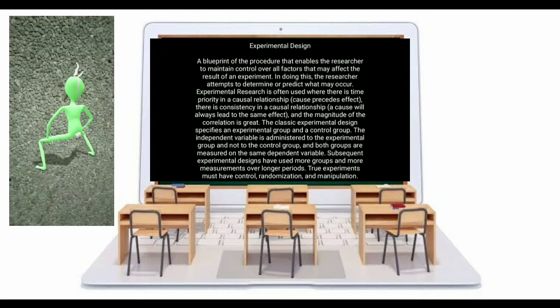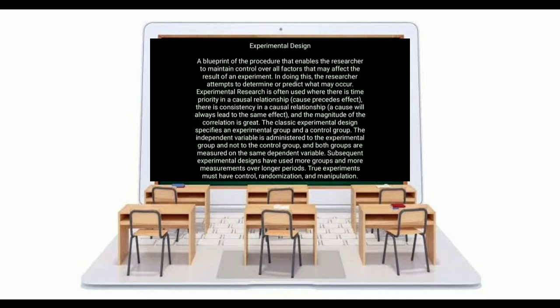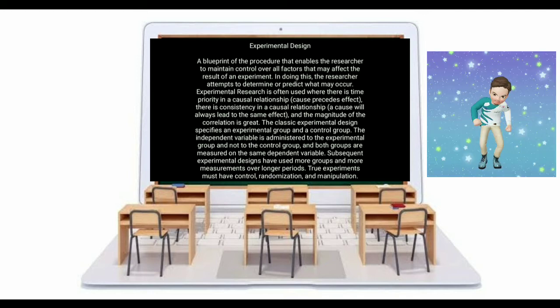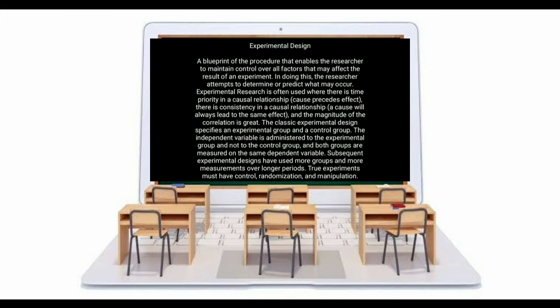Experimental design. A blueprint that enables the researcher to maintain control over all factors affecting the result of an experiment. In doing this, the researcher attempts to determine or predict what may occur. Experimental research is often used where there is time priority in a causal relationship. Cause precedes effect. There is consistency in a causal relationship. A cause will always lead to the same effect, and the magnitude of the correlation is great.